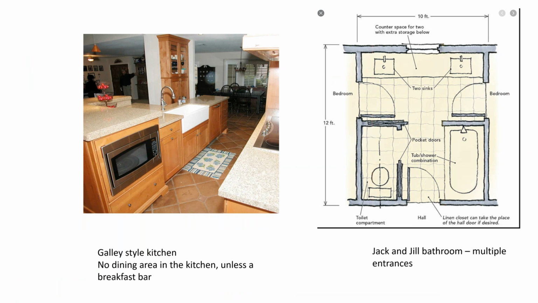Galley style kitchen is one that is typically not an eat-in. It doesn't have a dining area in it. So this is a galley where it's just one long hall, basically, with your appliances on either side. That would be a galley kitchen. Jack and Jill bathroom means that you have 2 doors to the bath. It can be to a bedroom and a hall. It can be bedroom to bedroom. It can be bedroom, bedroom, and hall. That would make it a Jack and Jill.